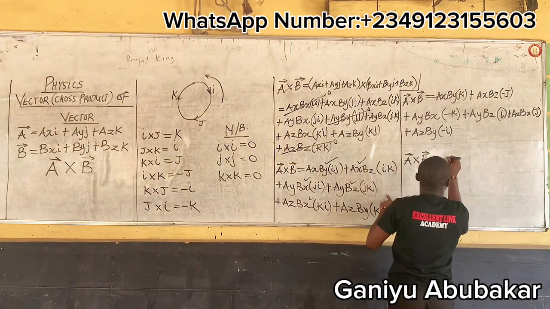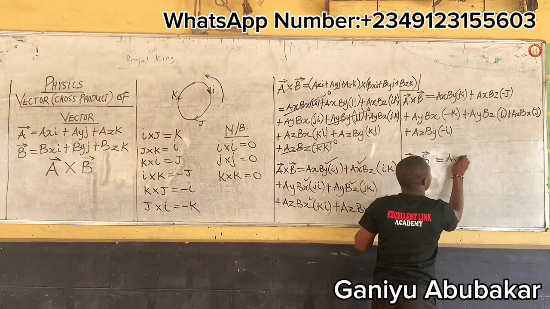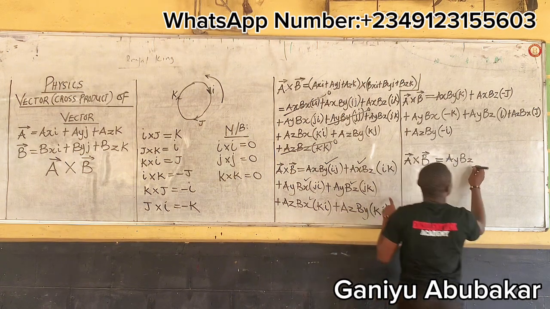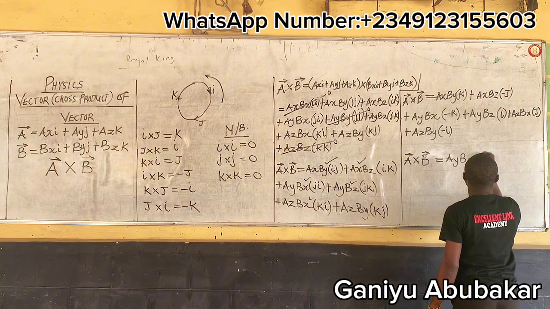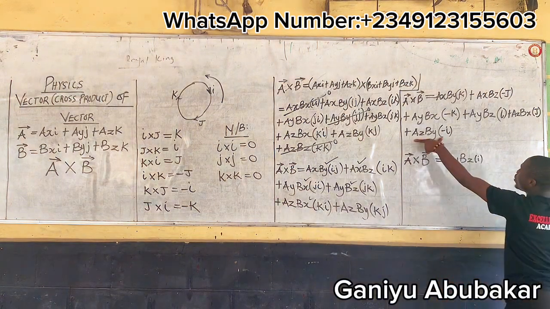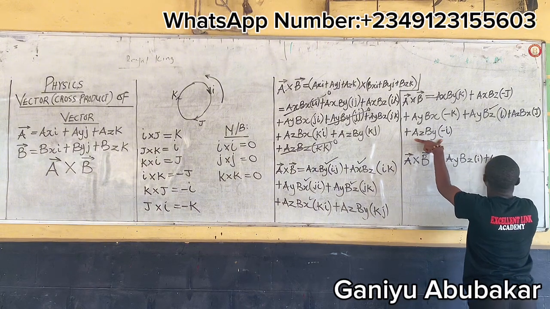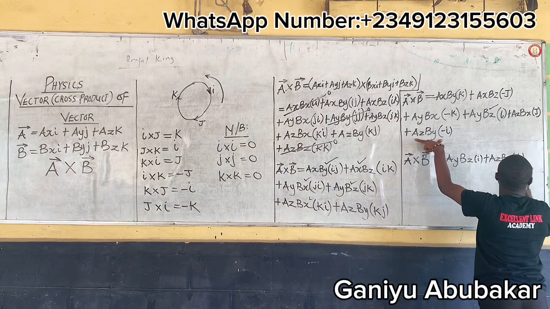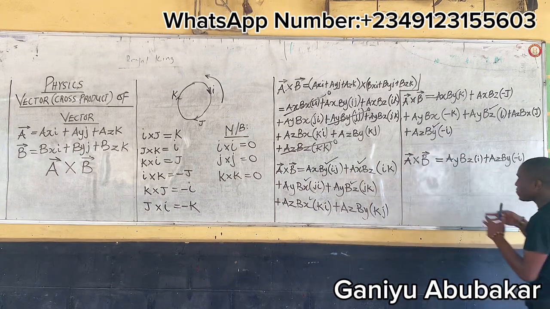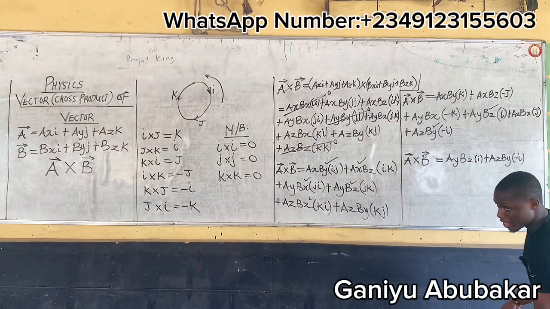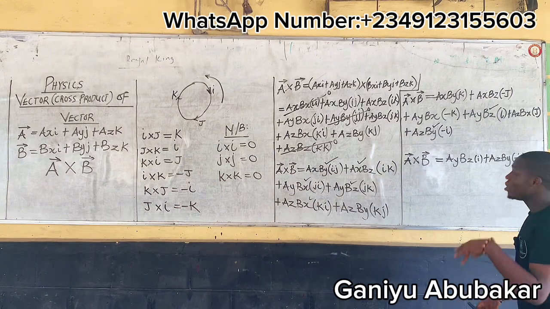So I'll be having what? What is the first one? This AY BZ, right? Then I. What next one? This one. I have picked this. This one now is plus AZ BY into minus I. I have picked these two. So this I first, before K, no, before J.